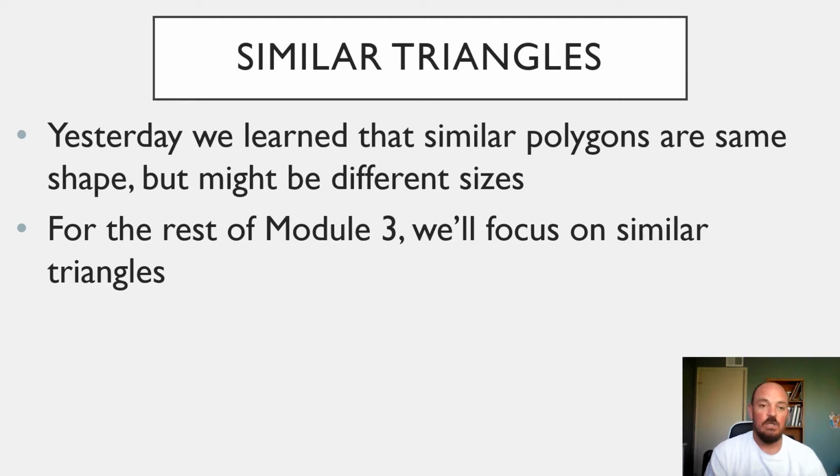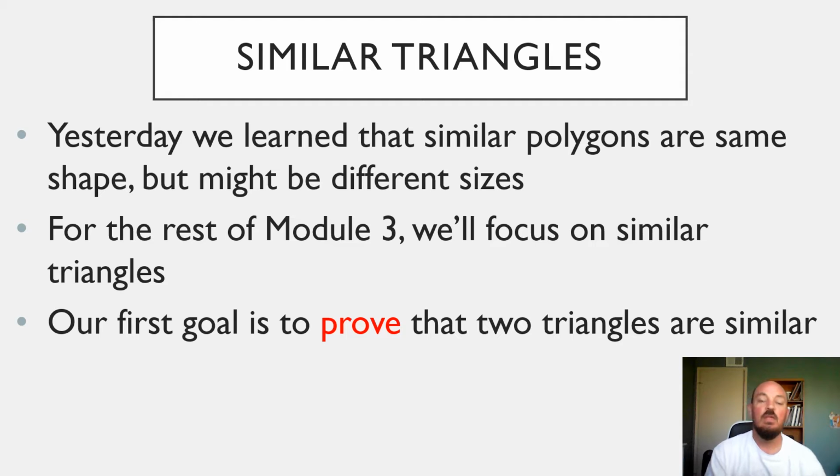So as I was saying, for the rest of Module 3, we're going to focus on triangles instead of polygons. Instead of 4, 5, 6, 10-sided figures, we're going to make it simple and focus on 3 sides, triangles. And our goal is going to be to prove two triangles are similar. So we did proofs back in book 1, in the Math 1 book. We did proofs of how triangles are congruent. Now we're going to prove that triangles are similar.